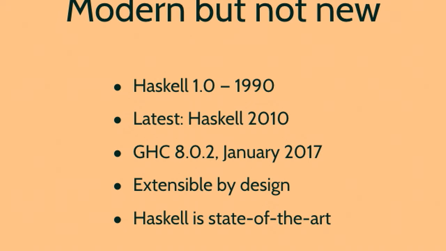The Haskell language itself is extensible by design, and GHC has a lot of language extensions. So Haskell represents the state of the art of programming languages, because whenever a hot new thing comes out in programming language research, like dependent types or linear types, they find implementations in Haskell pretty quickly. Those things become available in Haskell quite quickly.